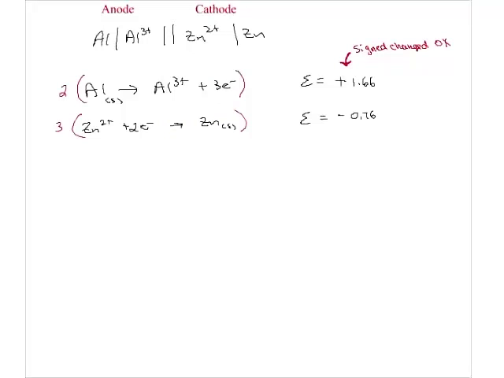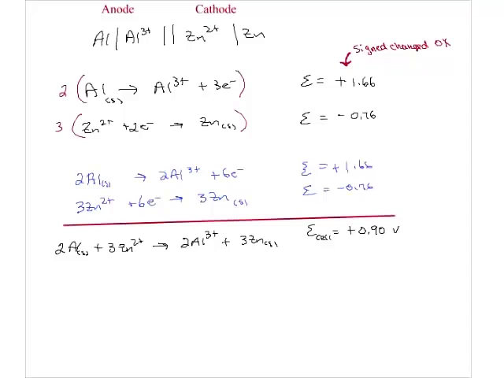When I rewrite this, I've now balanced my equation for electrons, so the electrons are going to cross out. And you notice that the voltage stays the same. Okay, the voltage is staying the same here. The voltage stays the same.